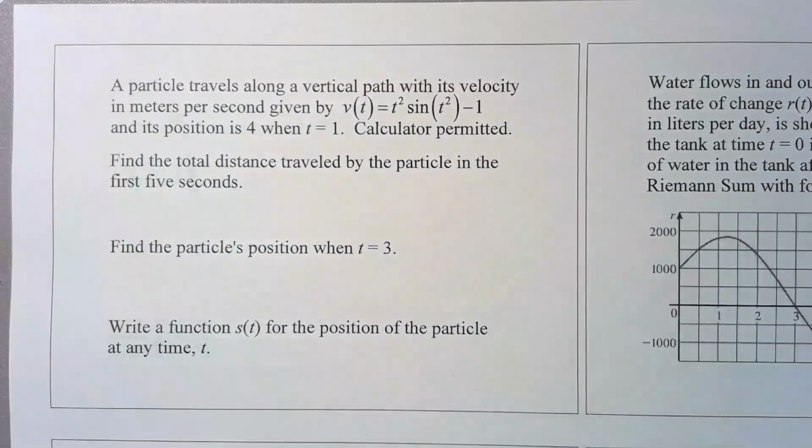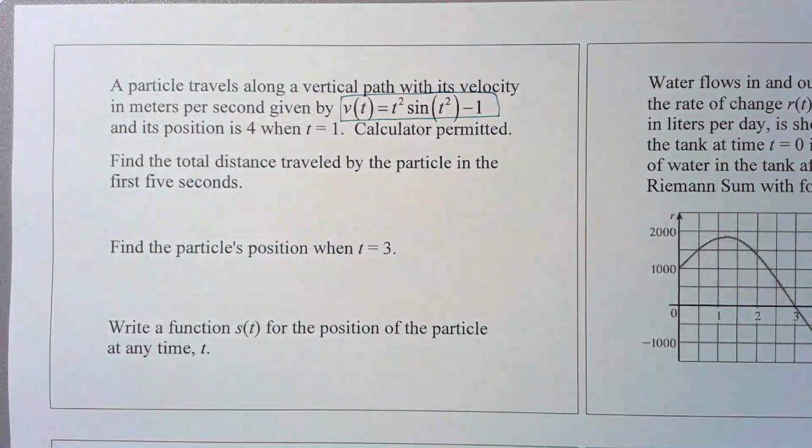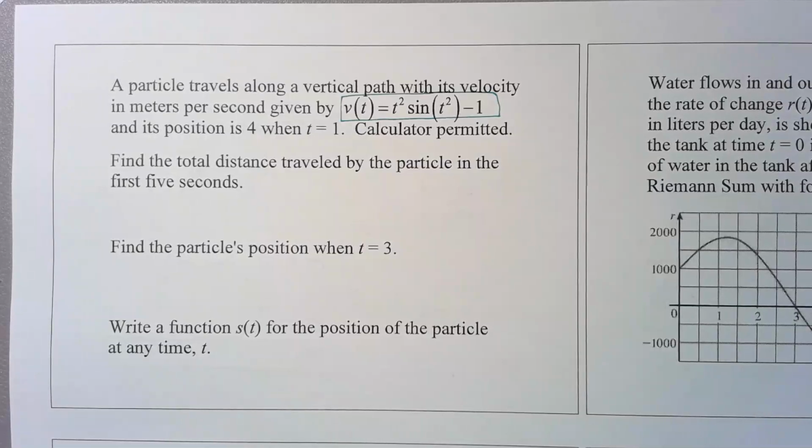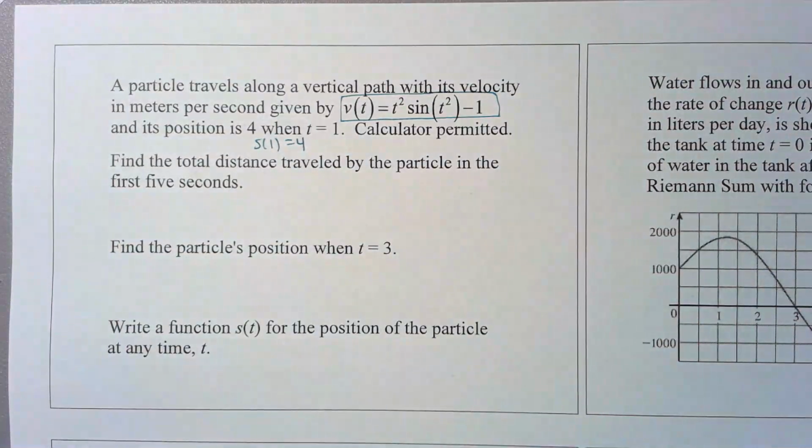All right, so this one says a particle travels along a vertical path with its velocity in meters per second given by this lovely velocity function. Products, compositions, trig, lots of good stuff in there. And the particle's position is 4 when time is 1. I just like seeing that written a little bit differently. The position at 1 is 4.